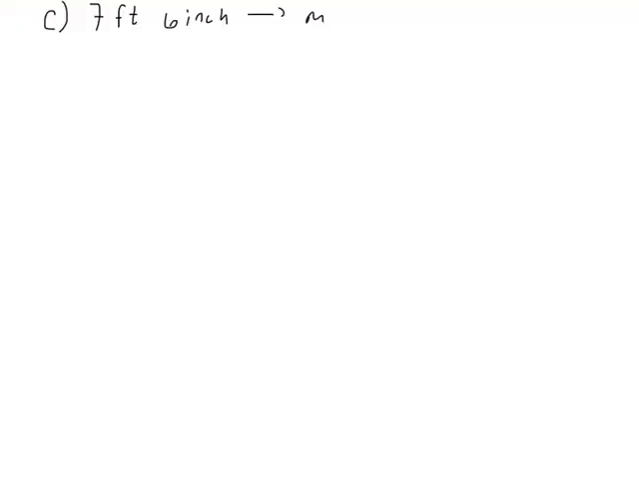Alright, in part C, we're going to take the height of Yao Ming, 7 foot 6 inches, and turn that into meters. Now, the way that I would approach this problem is I would turn everything into a unit that I could easily convert to the metric system, in this case, inches. So I'm going to take my 7 feet and convert it into inches. So 7 feet times 12 inches for every 1 foot.